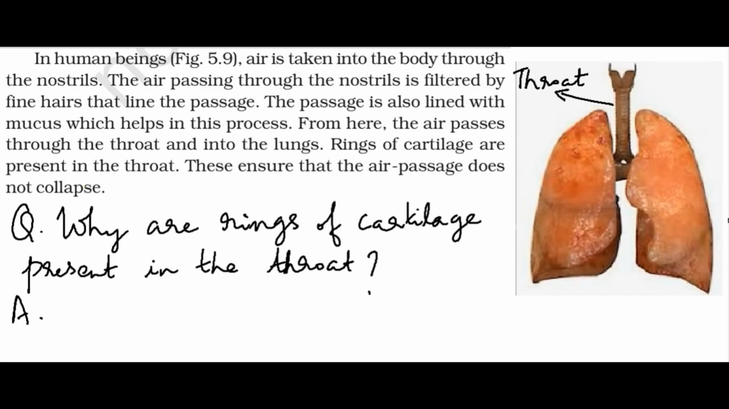From this paragraph, the human beings are having throat, and the throat has got mucus inside and also rings of cartilage. Now the question will be like this: why are rings of cartilage present in the throat? So there are rings of cartilage here in the throat. Why are they present? So this is the answer: to ensure that the air passage does not collapse. That will be the answer. It's a one mark question.